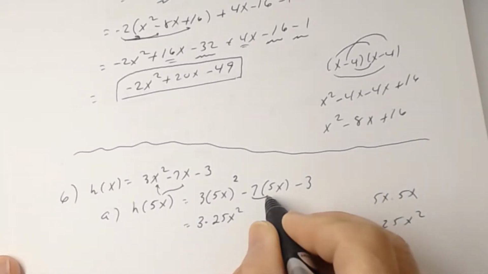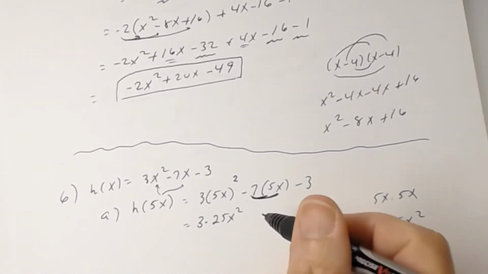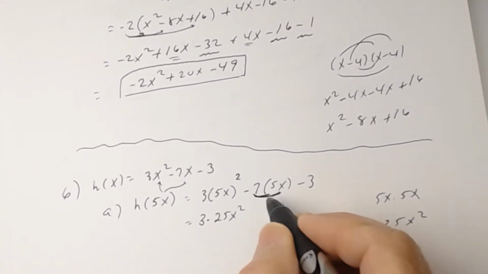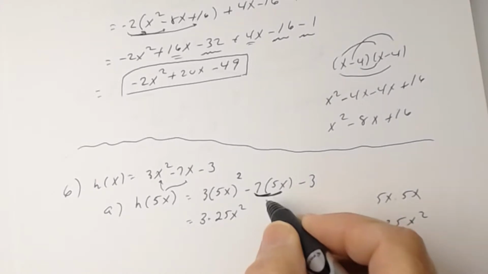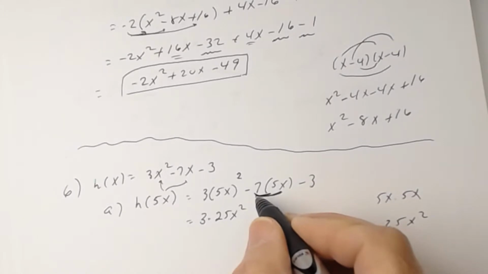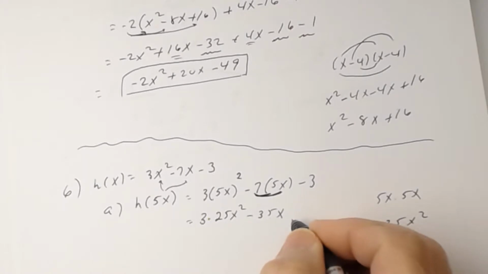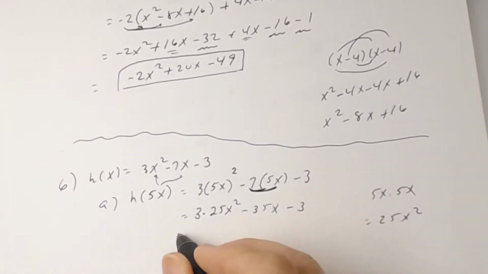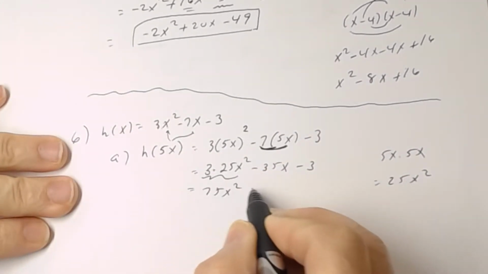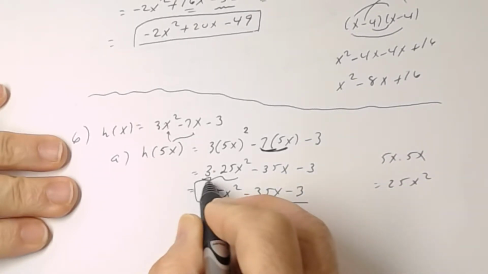Now over here, what is this that I'm doing? Someone said distributive property. Am I really distributing here? No, because this is not a binomial or a trinomial or anything with more than two terms. This is just one term. So you're basically saying negative 7 times 5x, which is negative 35x. And then minus 3. And now this part here is 75x squared minus 35x minus 3. Can I combine like terms? Nope. So there's your answer.